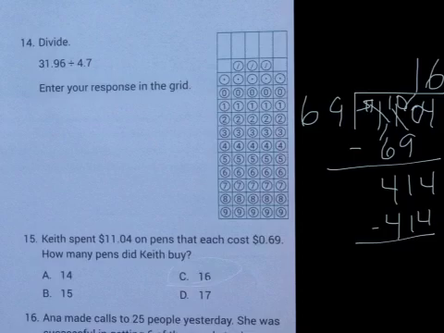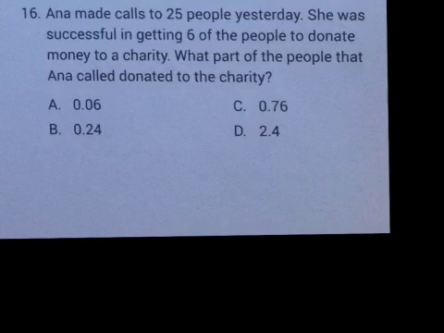Alright, so let's look at number 16. Speaking of 16. Anna made calls to 25 people yesterday. She was successful in getting 6 of the people to donate money to a charity. Which part of the people that Anna called donated to the charity? Okay, so we know with that being said, we are going to divide. So we're going to say 6 divided by 25, because we know there's 25 people.